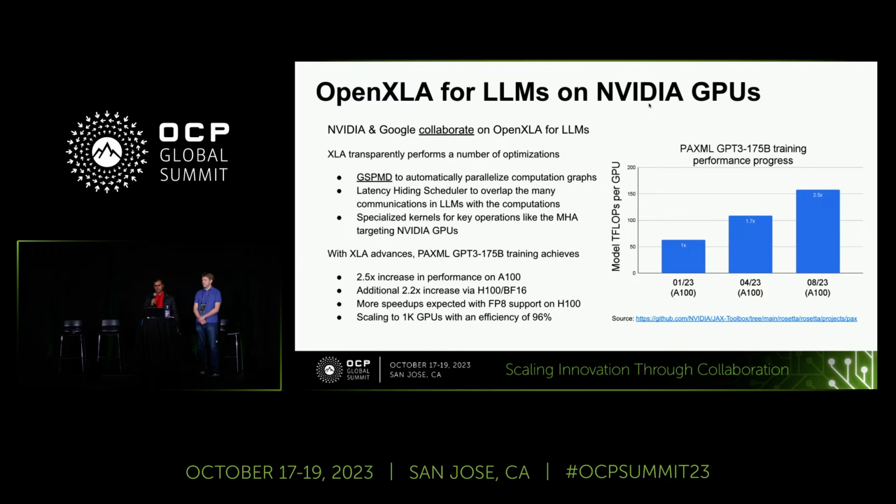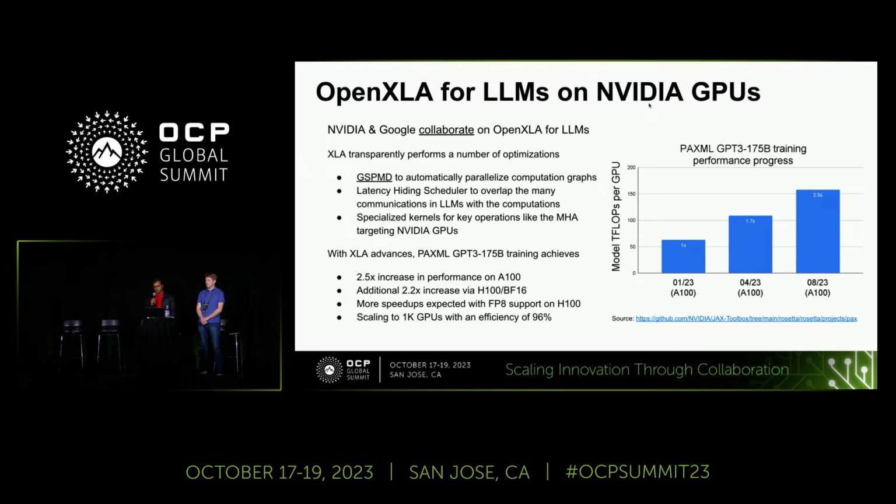For LLMs, there are lots of communications which happen because when you shard your model across a number of devices, you have to communicate between those devices in order to make sure that your computation can move forward. XLA provides automatic ways to overlap these communications with computations, which is very key to improving performance. With XLA, we also have specialized kernels for key operations present in transformer-based LLMs, like MHA. And we have specialized kernels that target specifically NVIDIA GPUs.